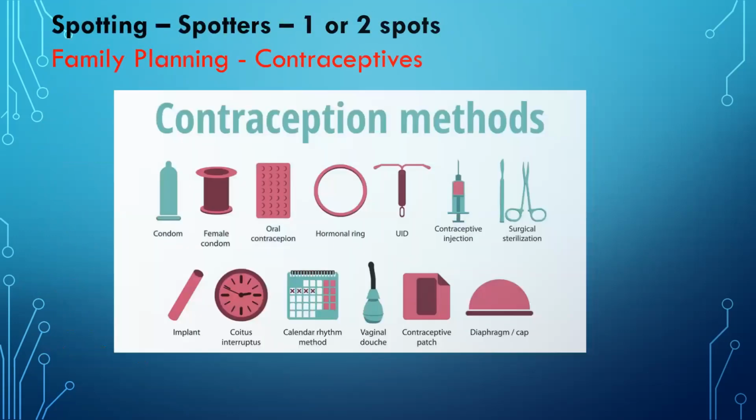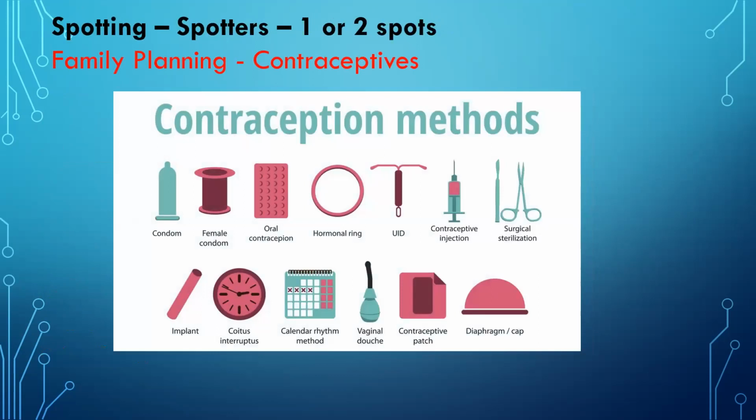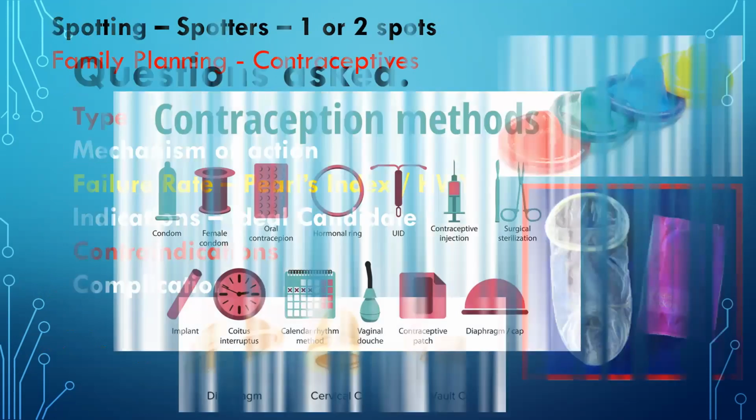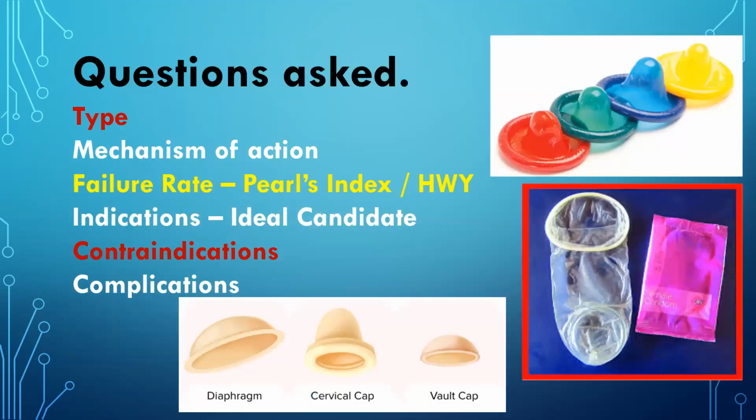So we'll talk about the family planning methods or contraception. In this section, one or two spots will be kept in your exam, and you will always find that a spot will be there from contraceptive methods. We know that a classification of family planning methods is given. These are the questions usually asked for one spot. Two questions minimum will be there.